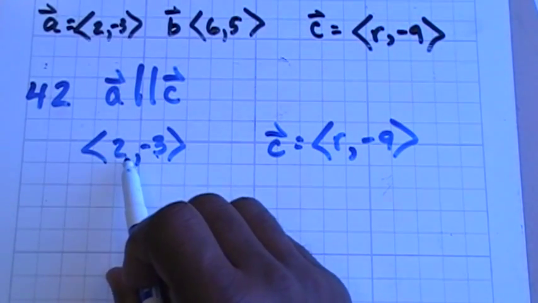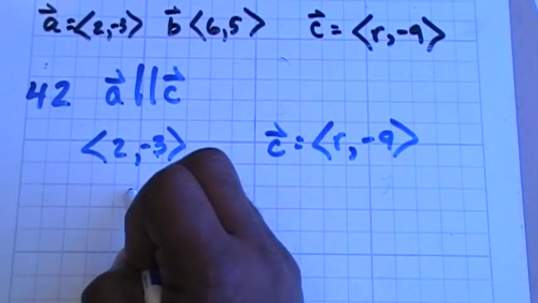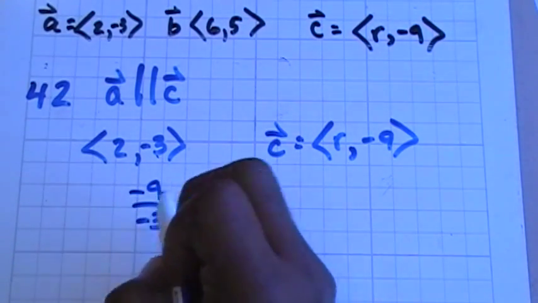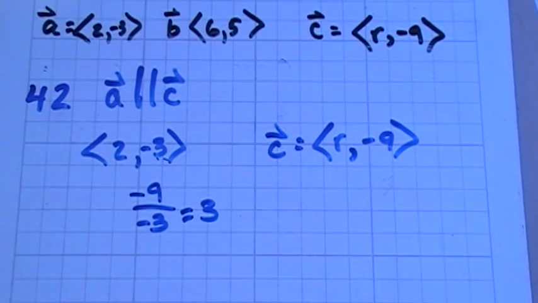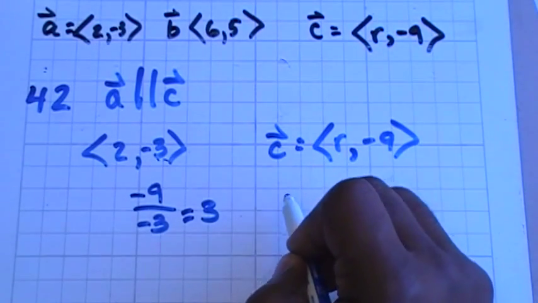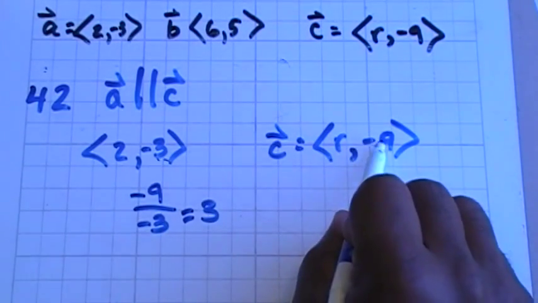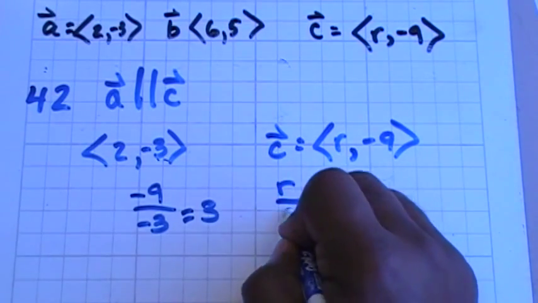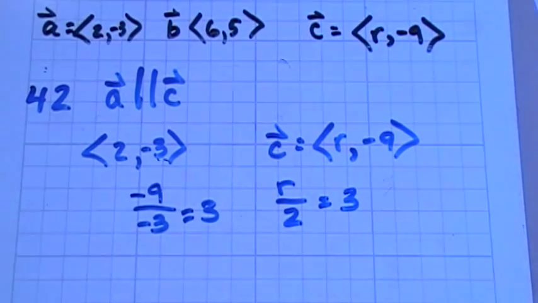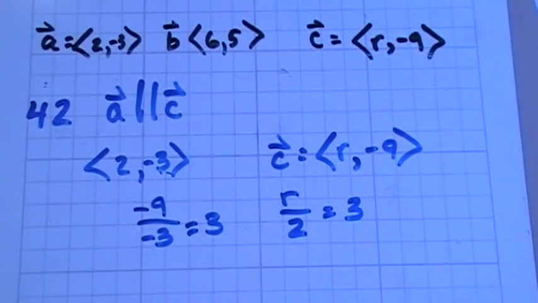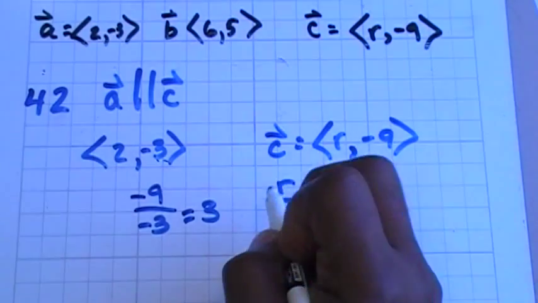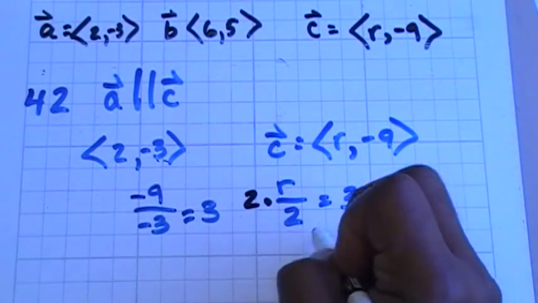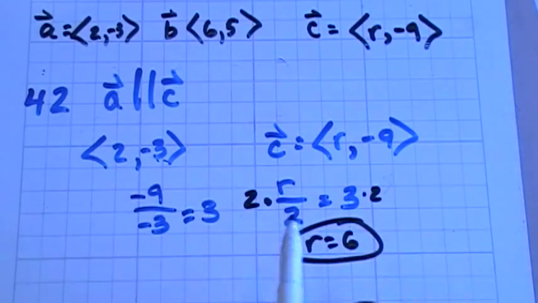The other way is to divide these, and I end up with 3. And then corresponding, R over 2 also would have to give me 3, because these have to be proper ratios. So in order to do that, I would just solve for R. Multiply both sides by 2. R is equal to 6. And it would have to be 6 in order for those to be parallel.